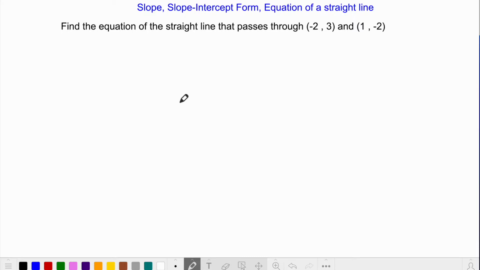In this video I'm going over an example problem that covers the concept of slope-intercept form and the equation of the line. Now we are going to solve this problem. Find the equation of a straight line that passes through (-2, 3) and (1, -2). We are given 2 points, but we want to find the equation of a straight line.